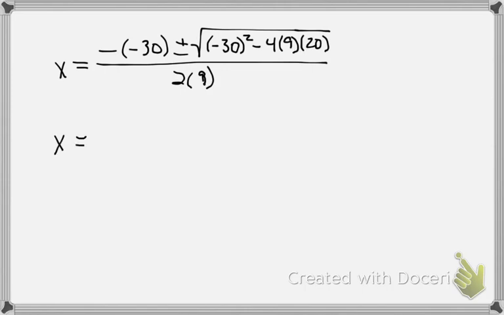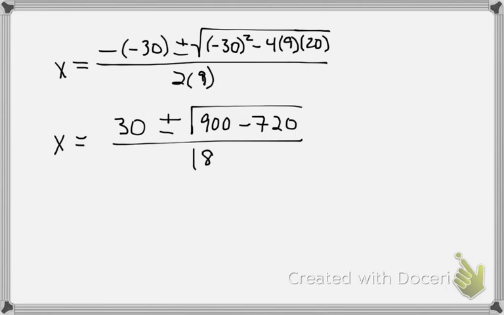All right, so minus negative 30 just means 30. Plus or minus, that's going to be 900 minus 720. Doesn't your square root take away square? Not with the minus there. Not with the second term. So we have to do the inside first. It's a good point to bring up.